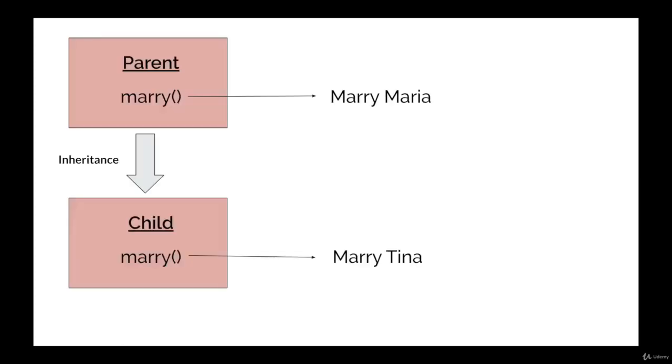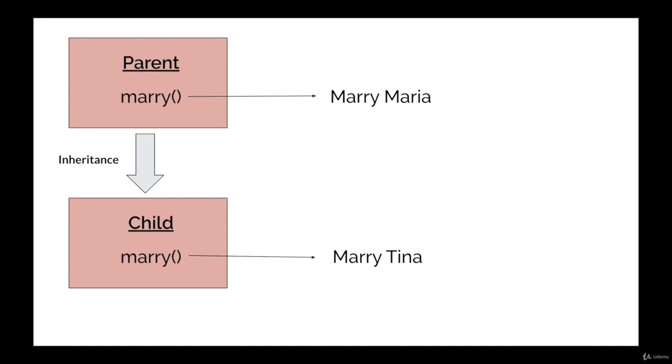So let's take this example. We have a parent class, and you are the child of the parent. Every parent makes sure that his or her child gets married, or at least they wish so. Suppose the parent has defined a method called marry, and they say that you have to marry Maria.